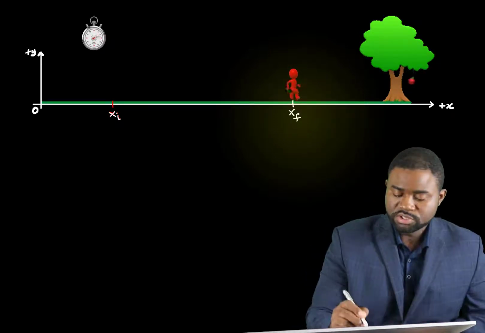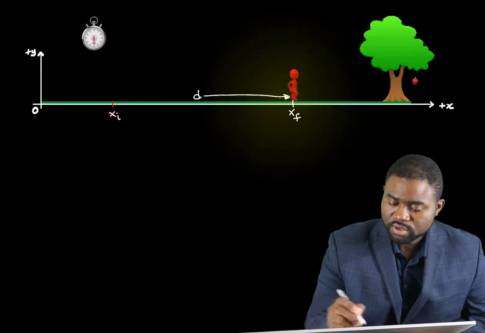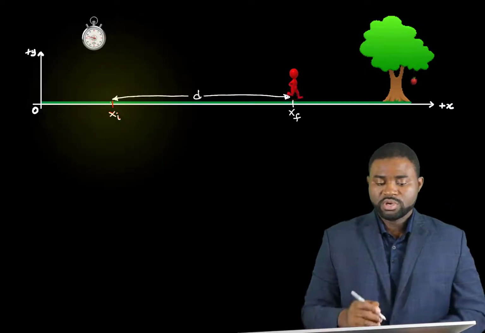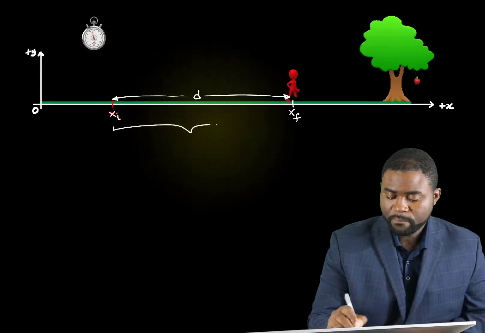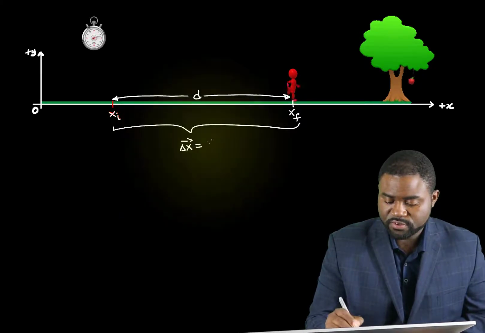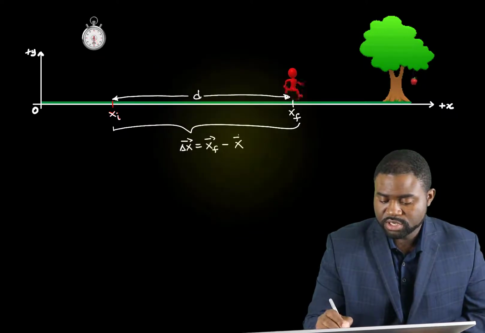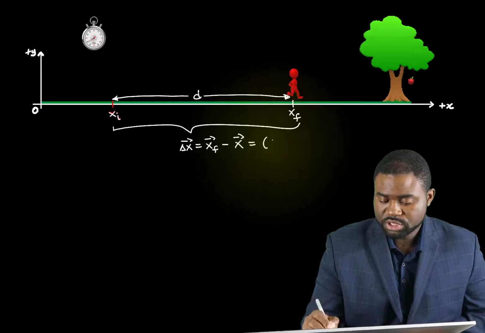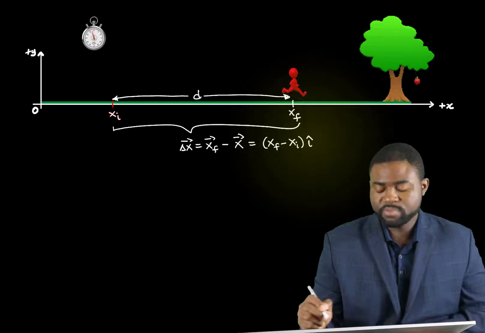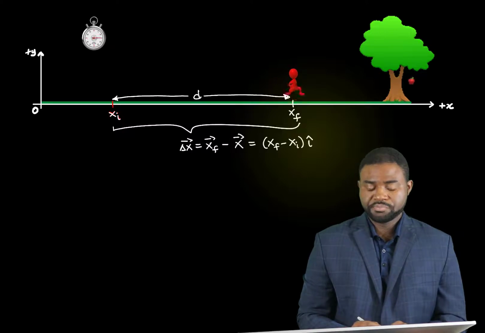Now the total distance traveled, d, is the distance covered between his final position and his initial position. His total displacement is simply delta x bar, because it's a vector. It's just the final position vector minus the initial position vector, which is the final position minus the initial position, multiplied by i hat, where i hat is a unit vector along the x direction.